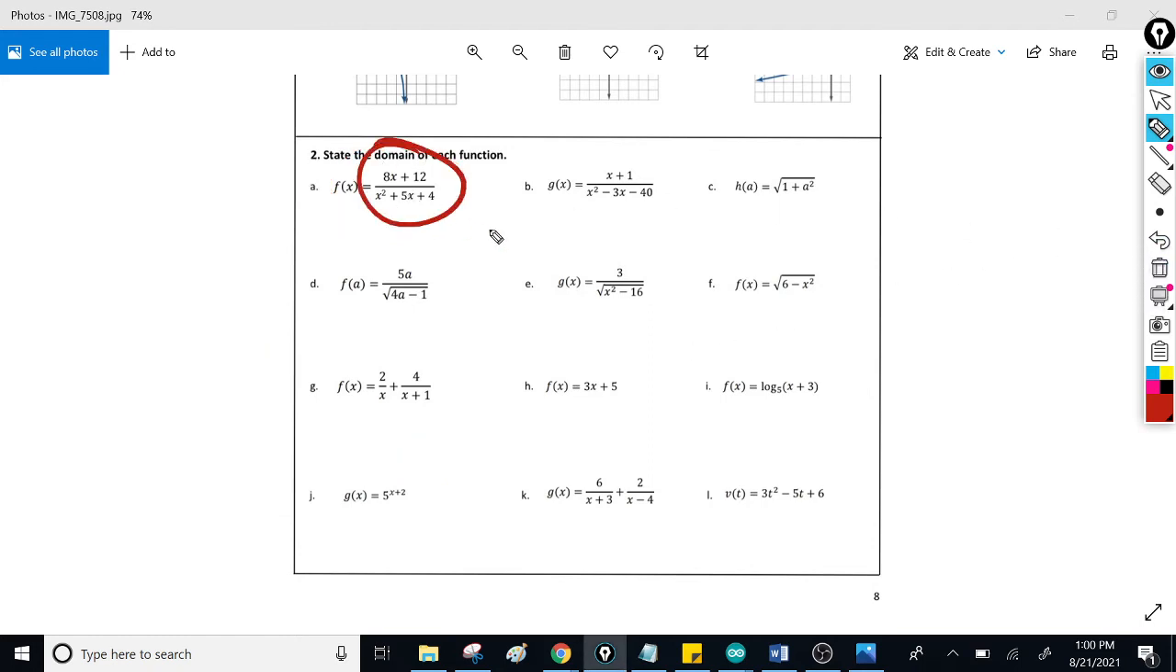And then for this particular example, let's take a look at it. Very quickly, let's factor this. I'm going to factor this into 4x plus 3, and then x plus 1, x plus 4, like this. And then nothing can cancel out, right? Nothing can cancel out.